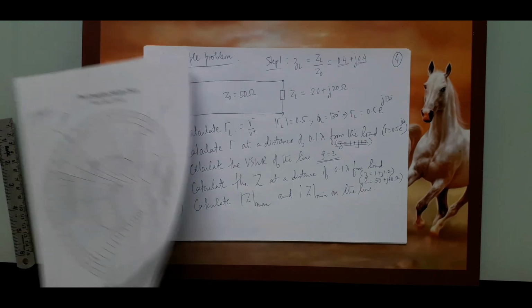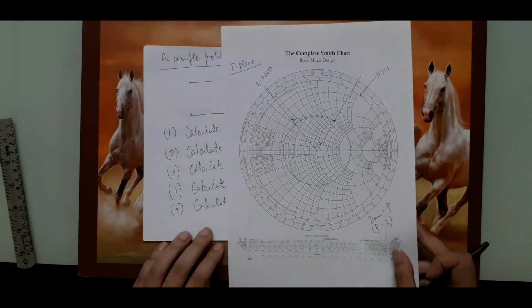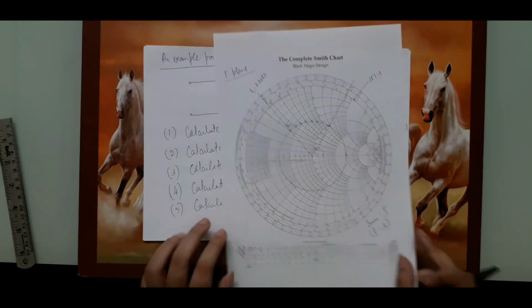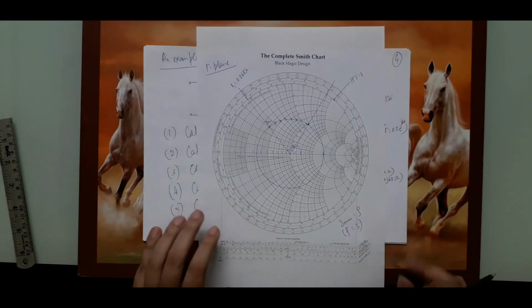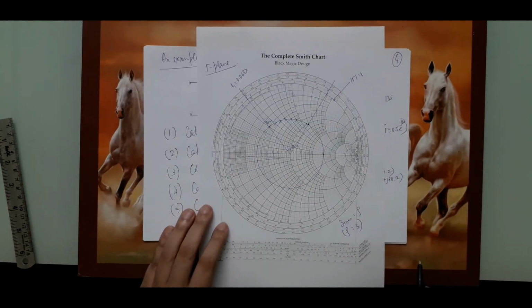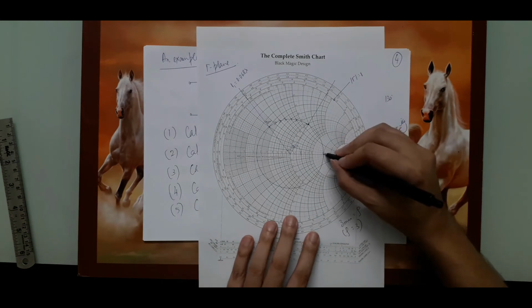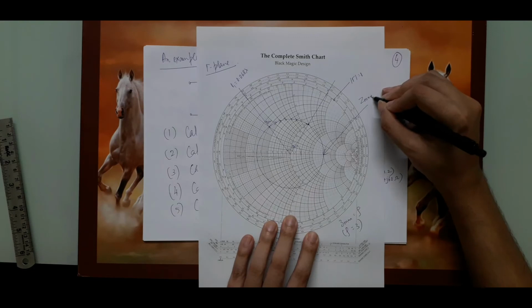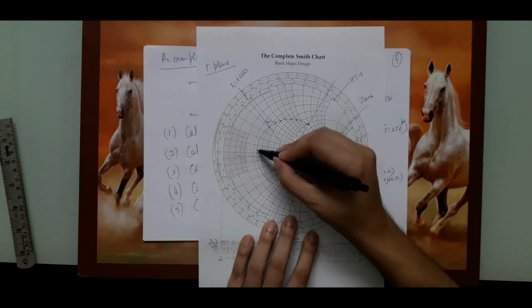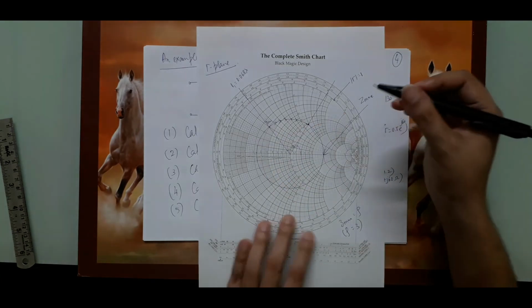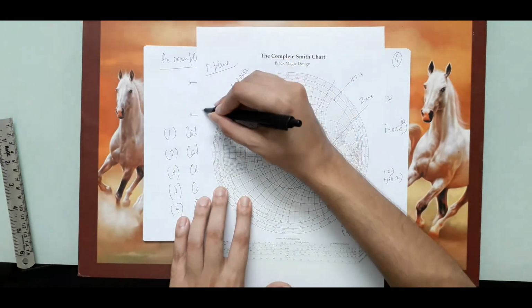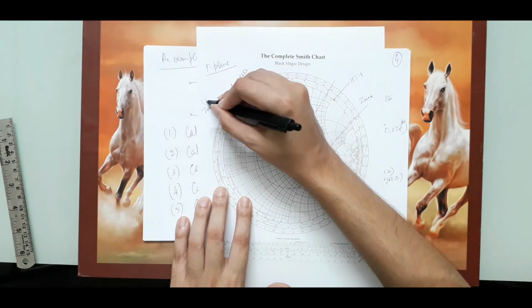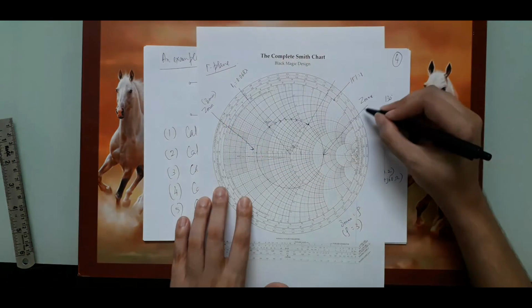Now, the fifth and last question is to calculate the maximum and minimum impedance magnitudes on the line. So this point, as I said, corresponds to z max. And if you keep moving and come to this point, that is the other point where the VSWR circle meets the real axis, this corresponds to z min, or small z I should say, because it's normalized.